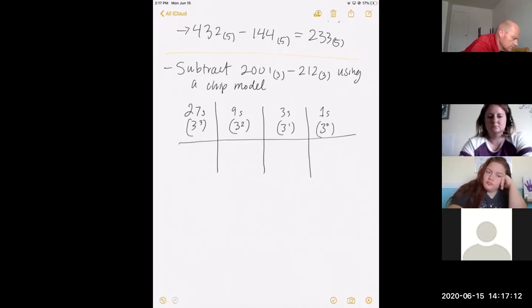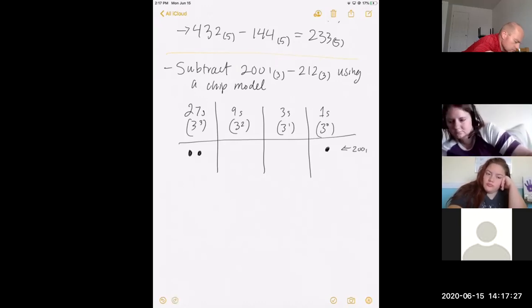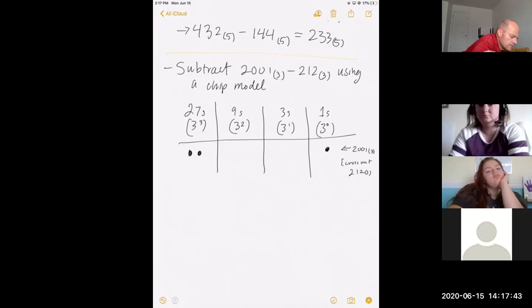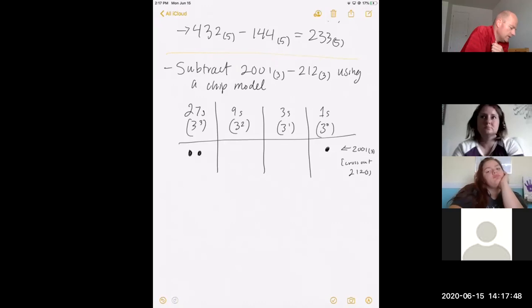So a chip model, starting with 2 in the 27s place, and then 1 in the ones place. That's my 2001 base 3. What I'm going to do is I'm going to cross out 212 base 3. So can someone else who hasn't contributed yet guide me through this one? And we'll copy it down.